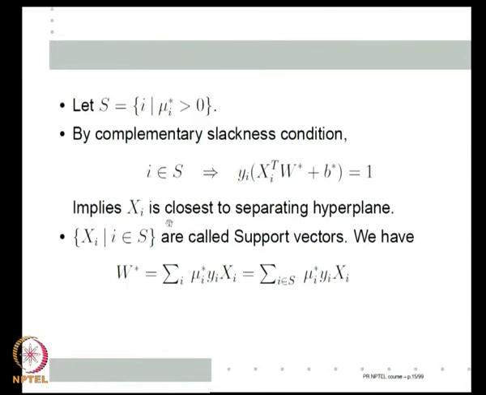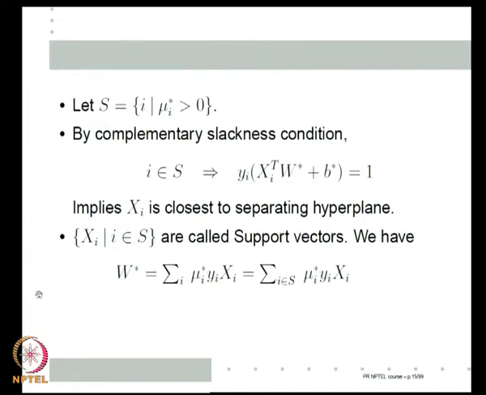Also another thing that should be remembered is that for my optimization problem, if mu i star is equal to 0, then the constraint is not active. Which means essentially these xi corresponding to the support vectors are the critical xi, because if I take away all the other examples and leave only these, I still get the same separating hyperplane. The optimization problem will not change. Okay. So, W star is a linear combination of support vectors.